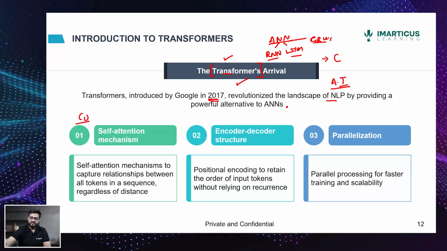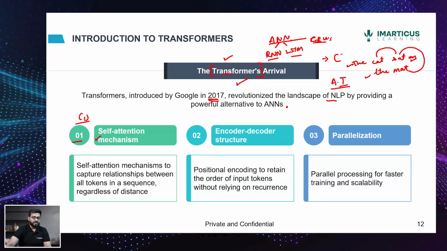If we pass a sentence, "The cat sat on the mat," the traditional neural networks will not be able to understand what the relationship is between cat and sat. What is the relationship between sat and mat? Are these words, the, on, really important or not important? So these traditional neural networks fail to do that. To overcome this issue, inside the transformer architecture, Google introduced the self-attention mechanism.